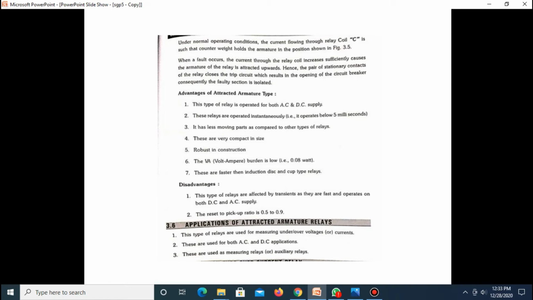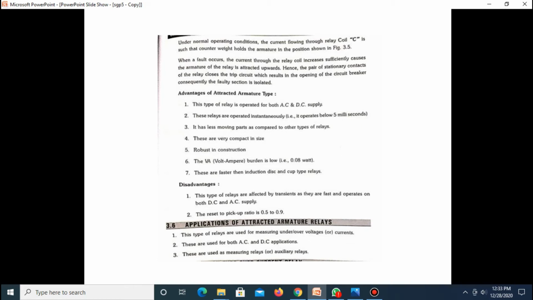Next, where do we use this type of relay? These are the main applications of the attracted armature type relay. First, this type of relay is used for measuring under and over voltages or currents, that is, low voltage as well as high voltage applications. Next, these are used on both AC as well as DC, as we discussed previously in the advantages.